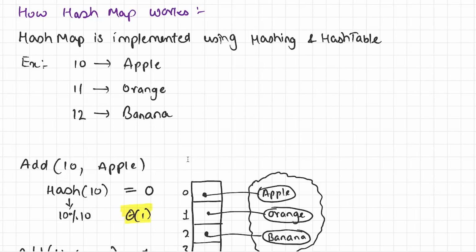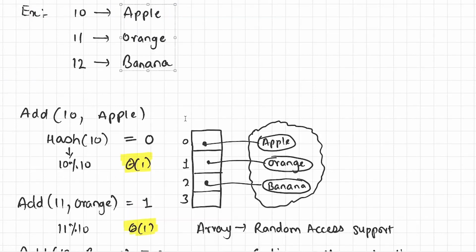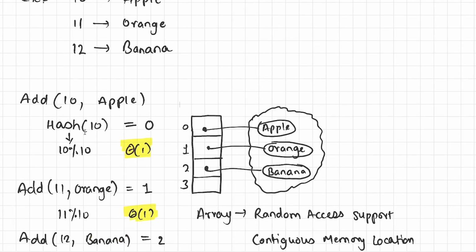Now let's understand how HashMap actually works. So we have keys 10, 11, 12, and we have values apple, orange and banana. Let's say we want to add this key value pair in a hash table. When we provide this key and value to the hash table, it simply computes the hash of the key. Right now the key is 10. For example, the hash function is computing the hash using modulo with 10. So when it does 10 modulo 10, we get 0. This means the value apple must be stored at position 0.